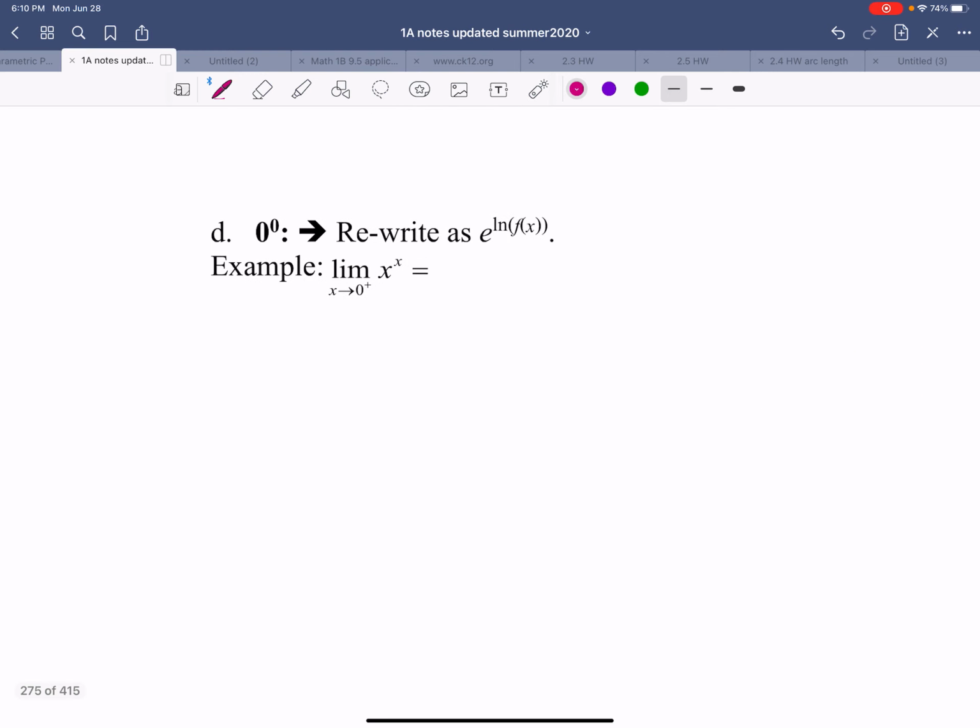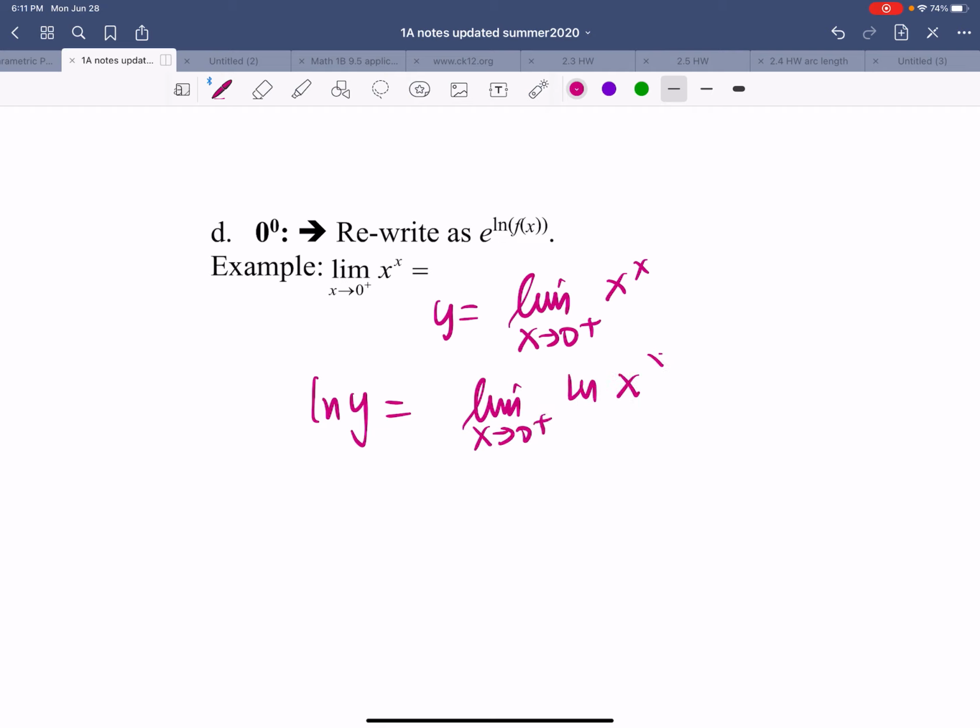Let's see another example. We have the limit as x approaches 0 from the right-hand side of x to the power x. Let y be the limit as x approaches 0 from the right-hand side of x to the power x. Go ahead and take natural log on both sides. Pull out the exponent in the front. Natural log of y is equal to the limit as x approaches 0 of x natural log of x.